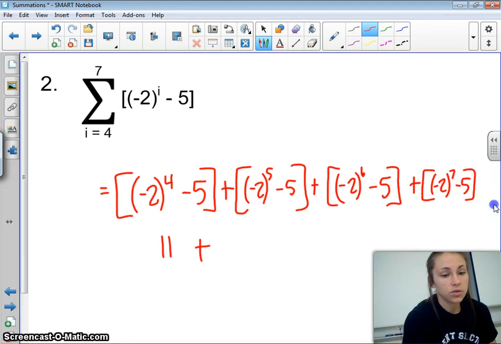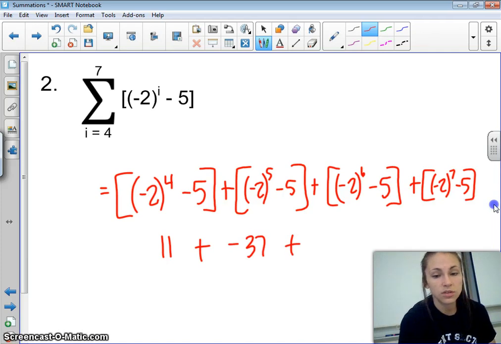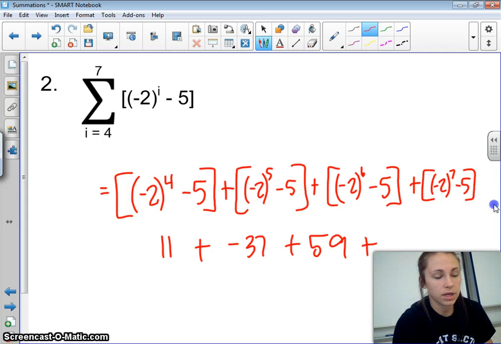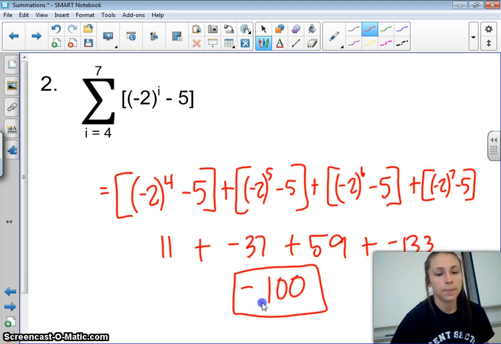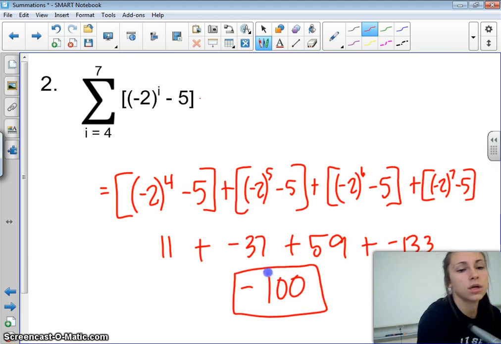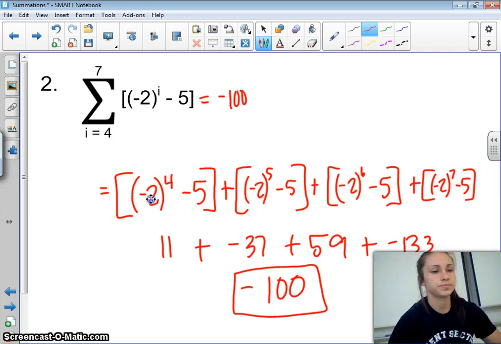Negative 2 to the 5th would be negative 32, minus 5 would give me a negative 37, plus 2 to the 6th would be 64, minus 5 would be 59, plus, and then negative 2 to the 7th would be negative 128, minus 5 would be negative 133. And if you add all of those up, that's going to give me negative 100. And so this sum would equal negative 100. And again, you can plug all that in the calculator.